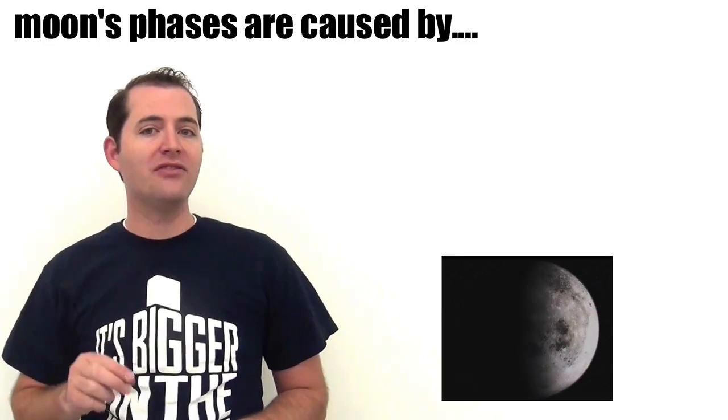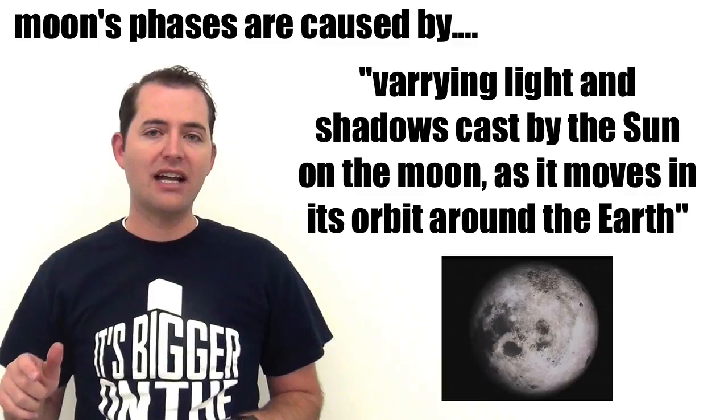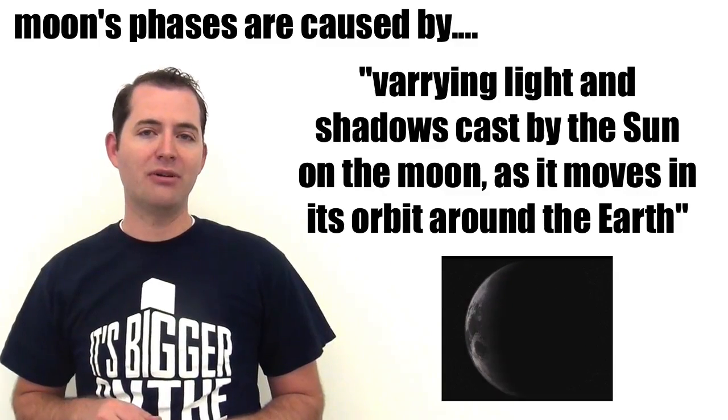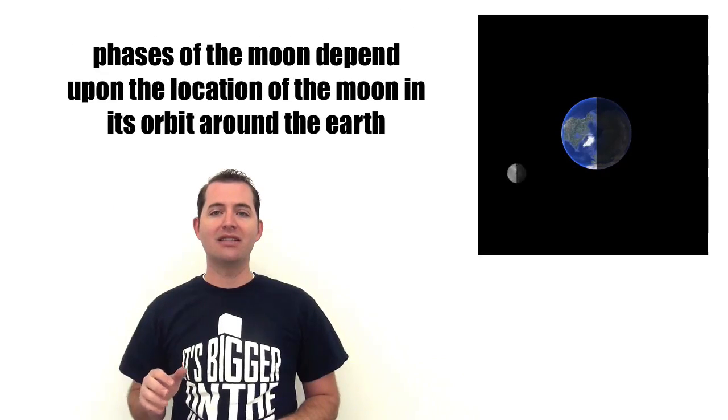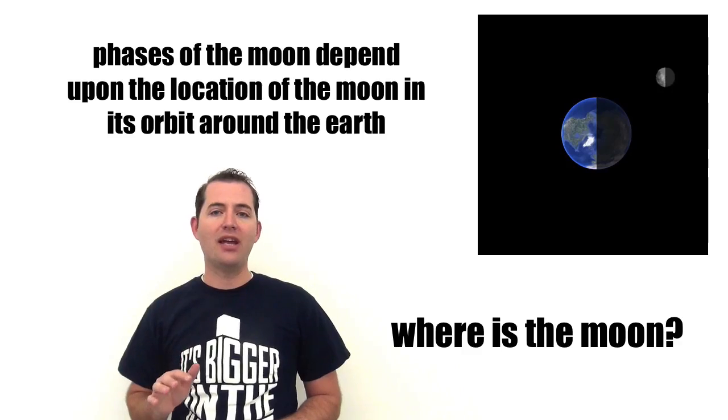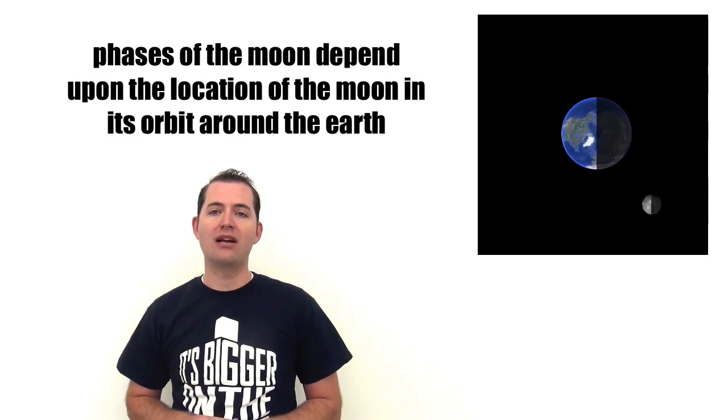We're going to look at what causes the phases of the moon. Now, the moon's phases are caused by the varying light and shadows cast by the sun on the moon as it moves in its orbit around the Earth. As we learn about this, we'll come to realize that the phases of the moon are largely dependent upon the location of the moon in its orbit around the Earth.